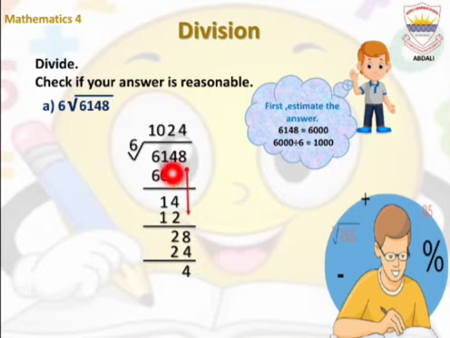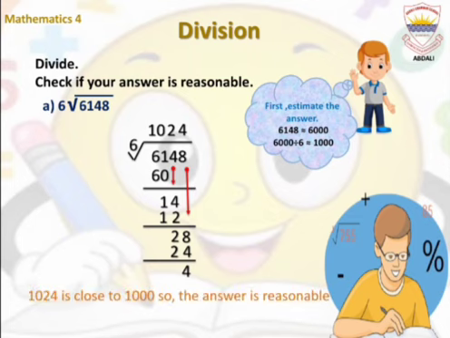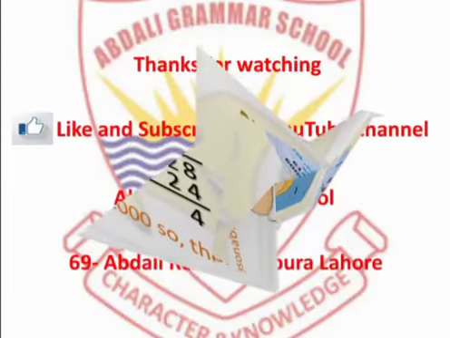And when we divide 6148 by 6, we get our quotient 1024. Student, when we divide 6148 by 6, we get our answer 1024 and our estimated answer is 1000. Student, 1024 is approximately equal to 1000. So 1024 is close to 1000, so the answer is reasonable.